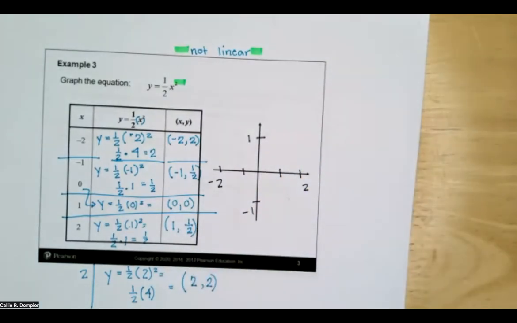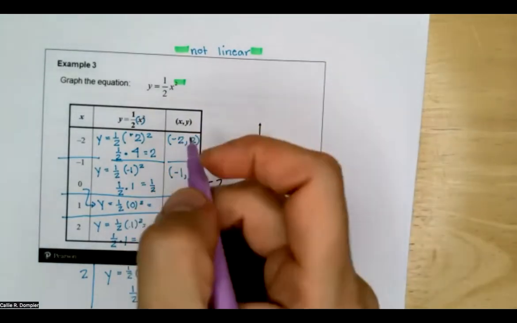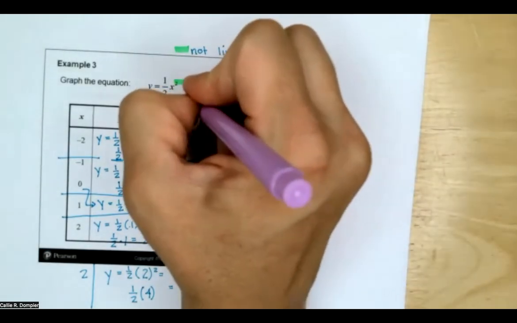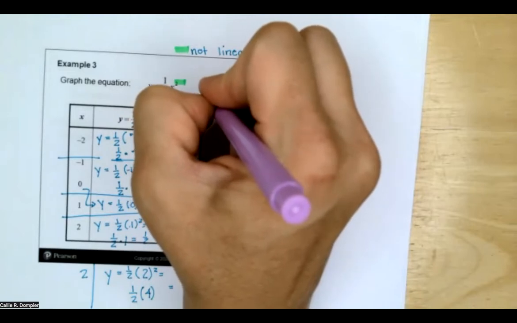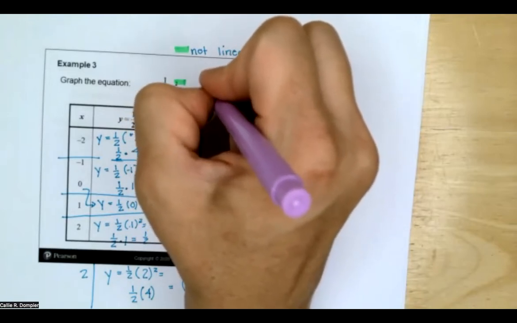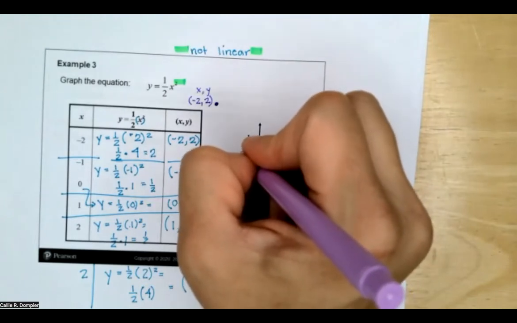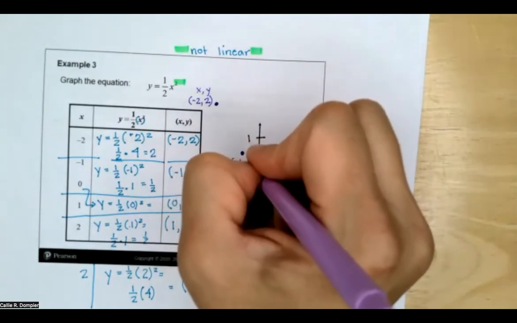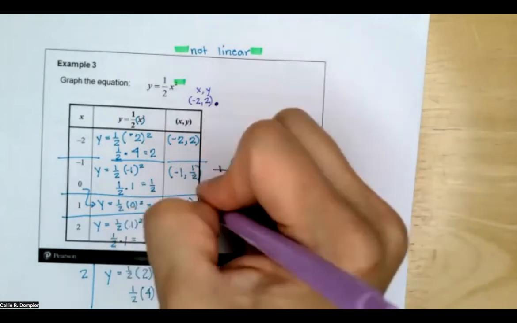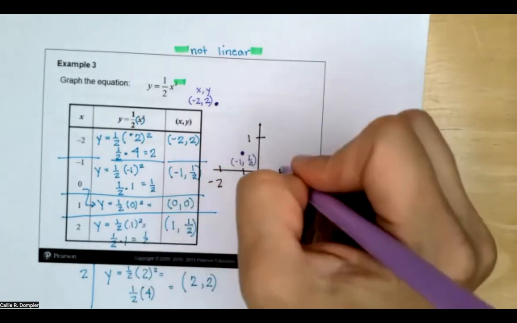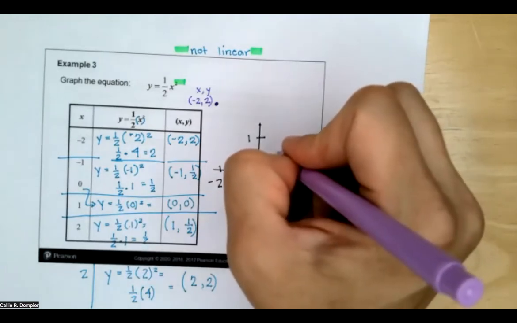Good. Here's my graph. -2, 2. X is -2, y is +2. -1, 1/2. 0, 0 is the origin. And then 1 goes back to 1/2.